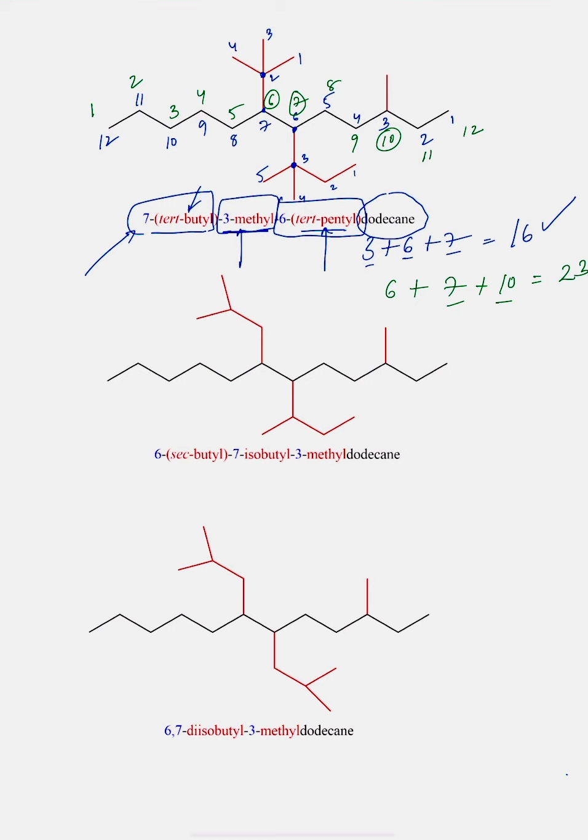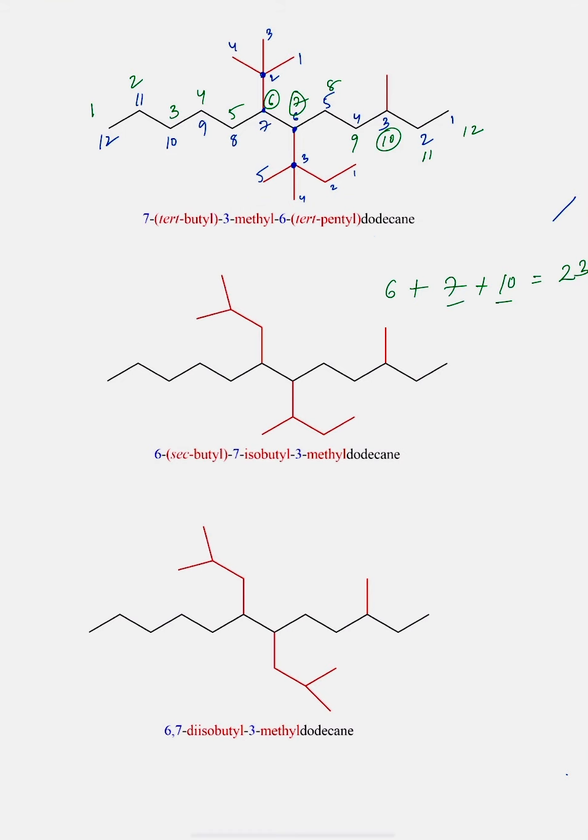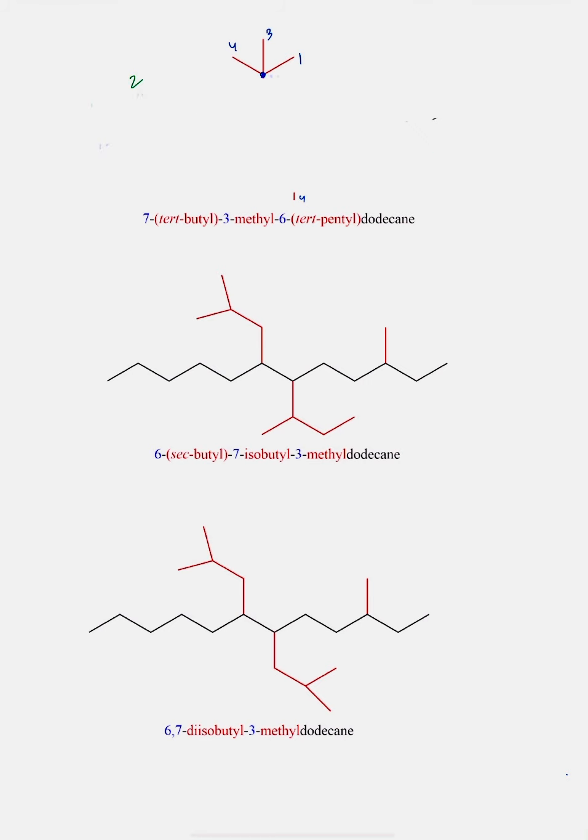And these numbers are called the locants. So the locants are the numbers which give you the address on the parent chain where the substituents are attached. In other words, the locants tell you on which carbon the substituent is attached to on the parent chain.